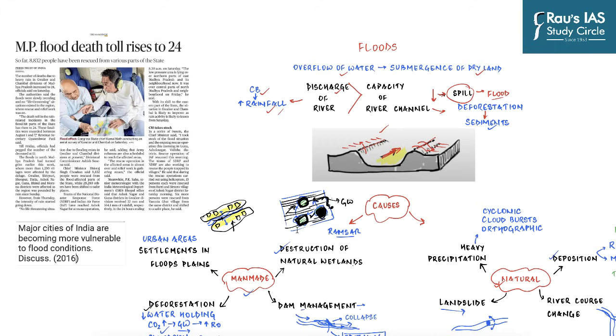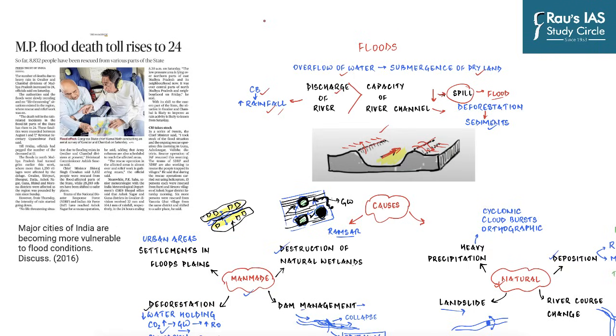MP flood death toll rises to 24 appears on page number 6. Now this is August and this is the peak season of rainfall, especially in the northern parts of our country. And so this happens to be the flood season as well. And so what you will get, especially with respect to environment news, is just flood and flooding, be it about urban areas or about in general flooding.